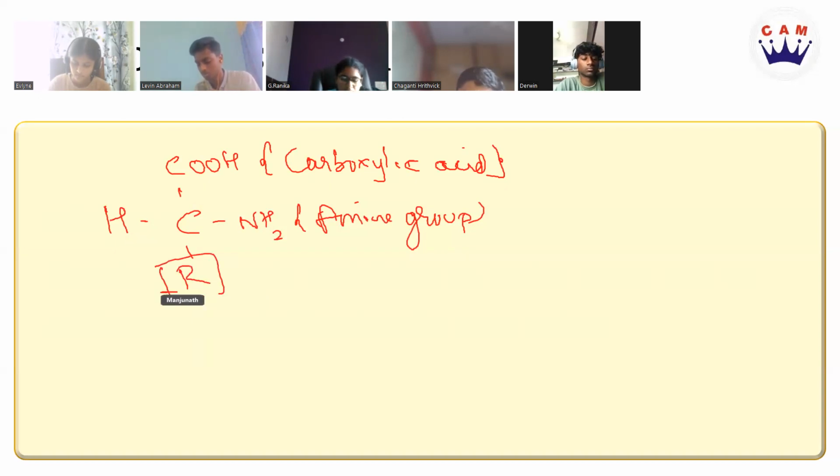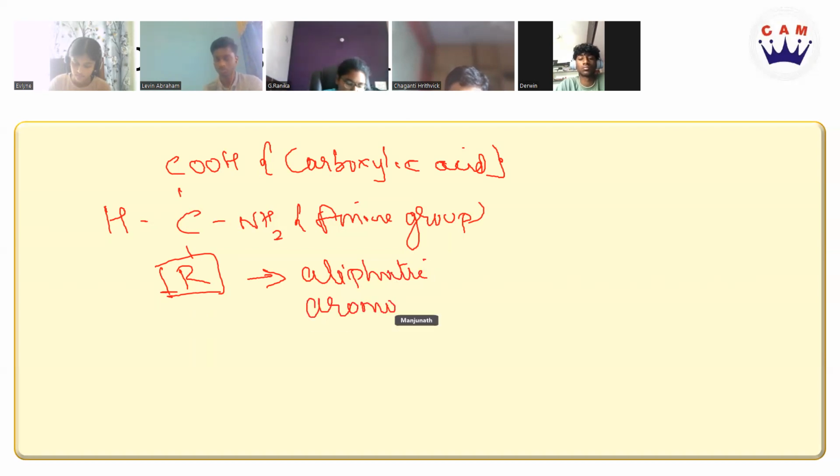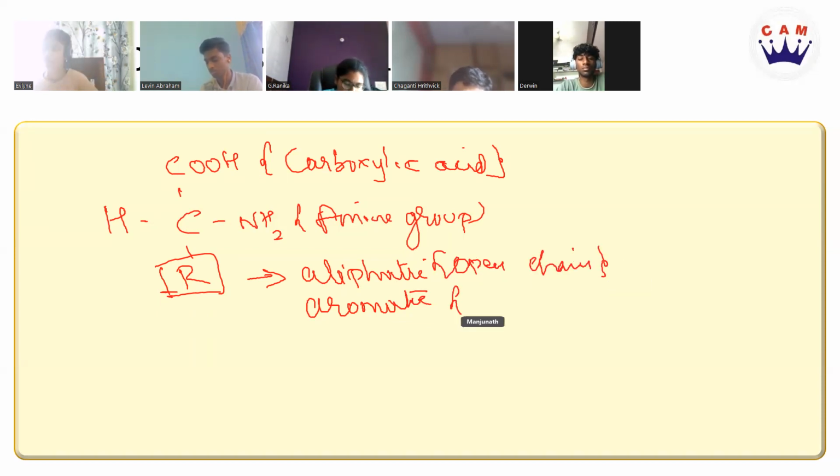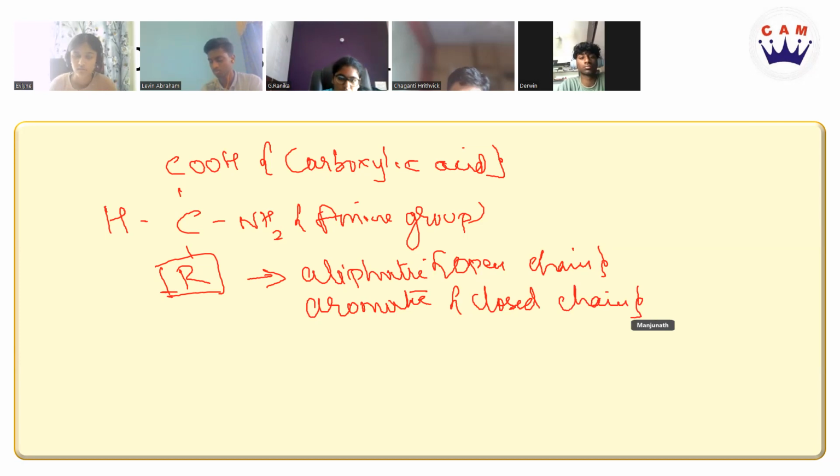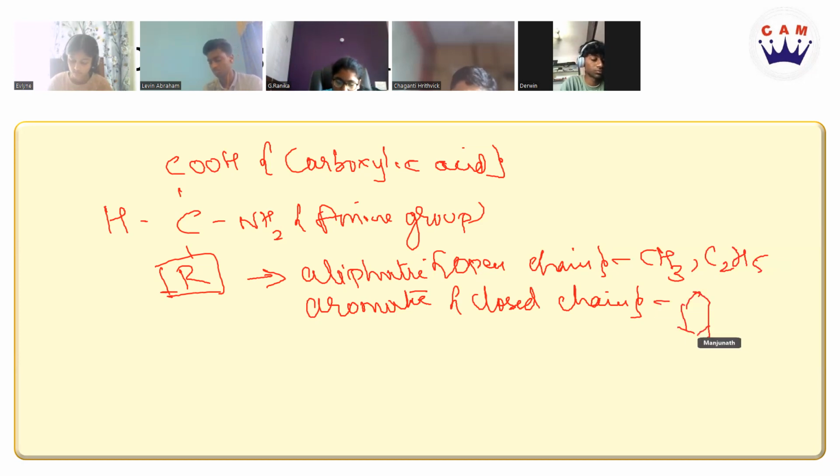The next will be the R group. The R group can be an aliphatic group or it can be an aromatic group. What is aliphatic, students? Open chain compounds. And what is aromatic? Aromatic is the closed chain compounds. So what is open chain? Methyl, CH3, ethyl, C2H5. Closed chain carbons are such as benzene, toluene, and others. So you find all such functional groups are open chain structures or closed chain structures.